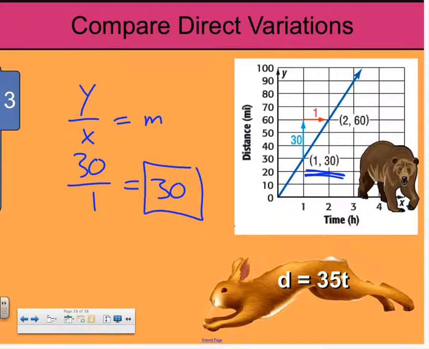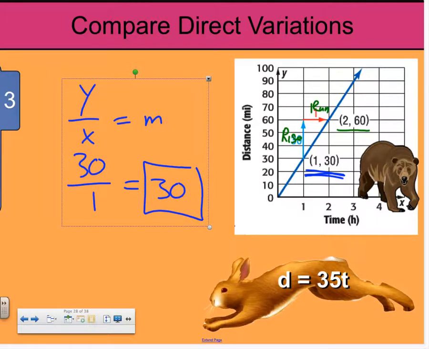Now notice, we would have gotten the same thing if we would have done rise over run. And we would have done the same thing if we would have taken the second point and divided 60 by 2. So the change in y over the change in x, the slope, the rise over the run, they're all the same when it comes to a direct variation. Now, we know the grizzly bear can run 30 miles an hour. How fast can this rabbit run?